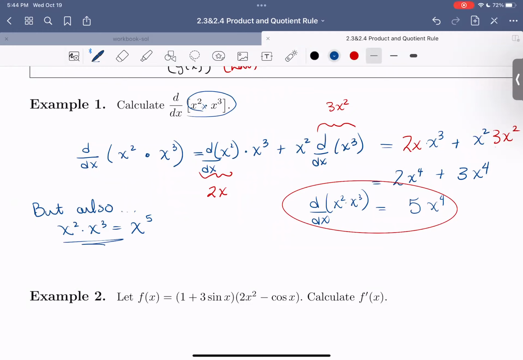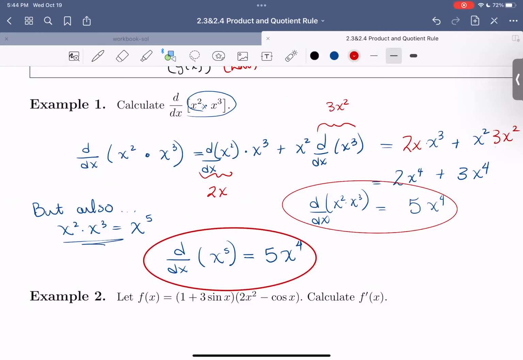So then what we're computing here is also the derivative with respect to x of x to the 5th. And what is that using the power rule? The 5 comes down, we subtract 1 from the exponent, so we get 5x to the 4th. Notice that's the same derivative we were getting using the product rule. Not surprising, we should be getting the same derivative no matter which direction we take.